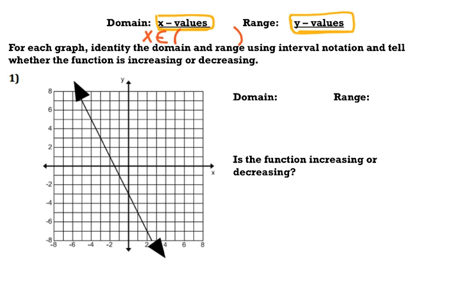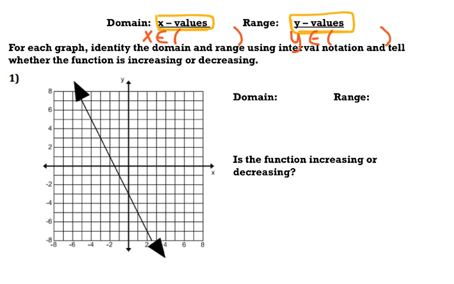The same thing will work for the range, but we'll use y instead of x. So y would be an element from one value to another value. Now that we have this set up, for each graph, we're going to identify the domain and range using the interval notation and tell whether the function is increasing or decreasing.